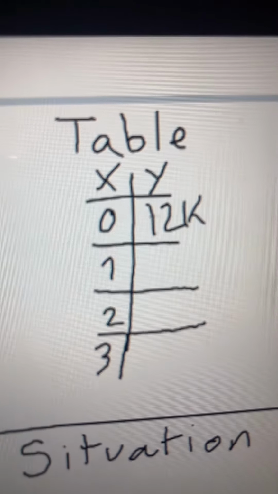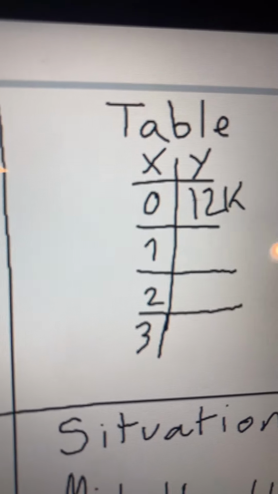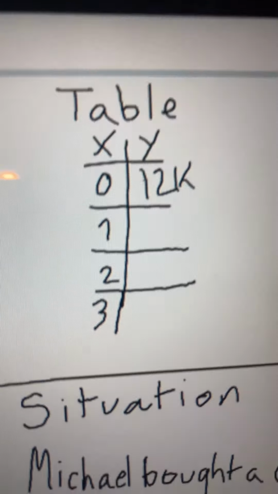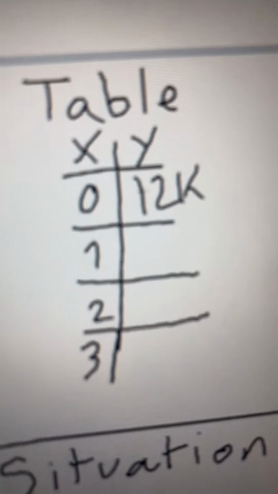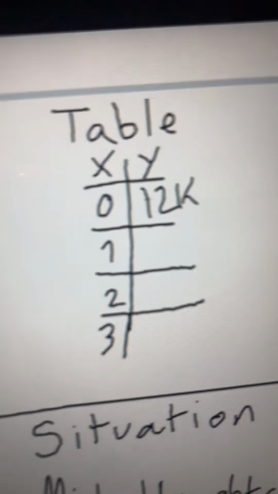And now for the table. My table isn't finished here, but I can still explain. So you would need to include as many spaces as you need regarding your time, but you must include the 0 so you know what your starting value is. Your starting value is always next to the 0.